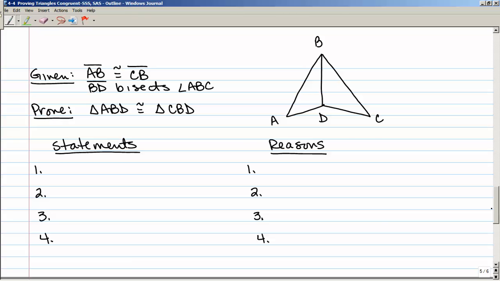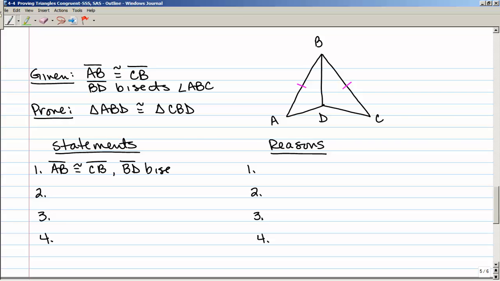We are given that AB is congruent to CB, and I'm going to go ahead and mark that. AB is congruent to CB, and we're also given that segment BD bisects angle ABC. So let's go ahead and state that AB is congruent to CB, and there's nothing I can really build off of that, so I think I'll include the other part of my given in here as well.